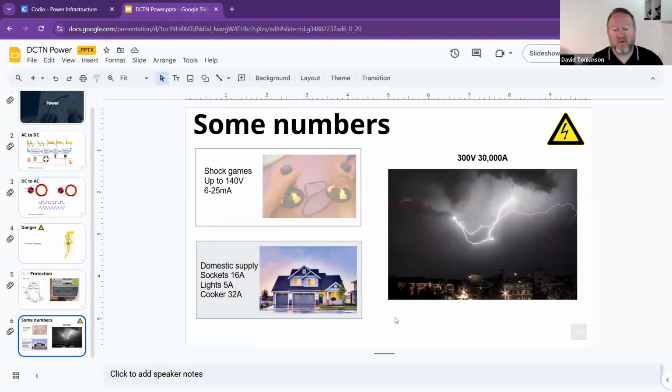So as I say, domestic power supply socket, 16 amps, light rings, 5 amps, cooker, 32 amps. Okay, other devices can have more. If you've got power showers, they're probably more. That's UK, so we run 240 volts over here. So US, you run 110. So you can imagine that potentially your cooker socket in the US might be a bigger amperage on that. Lightning, 300 volts, 30,000 amps. That will kill you, that's for sure. Or at least leave a mark, won't it?